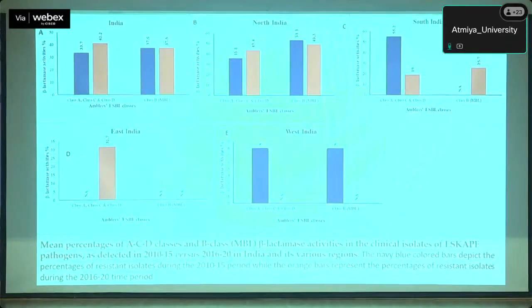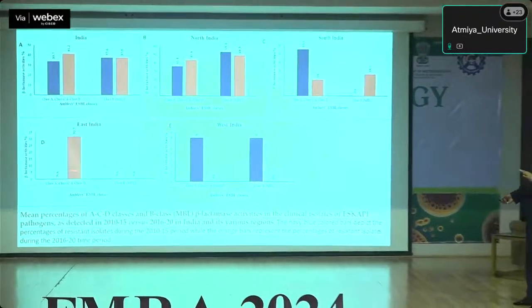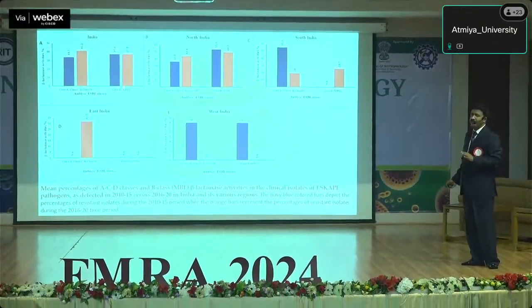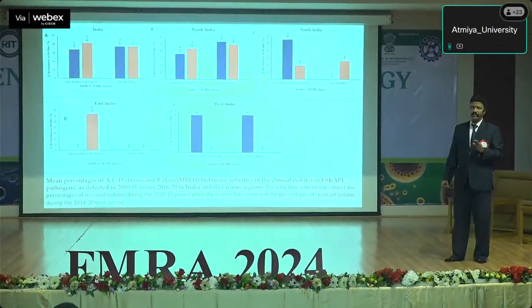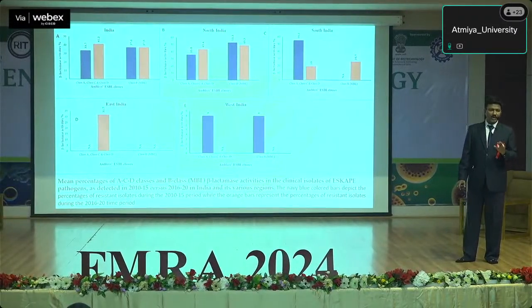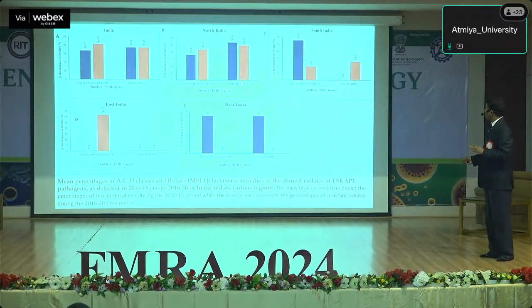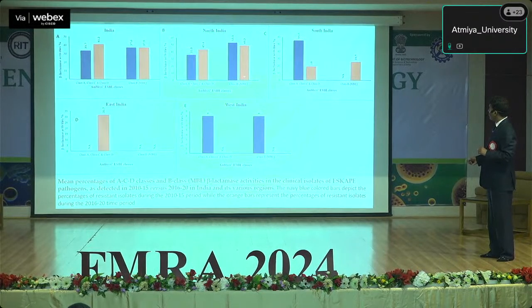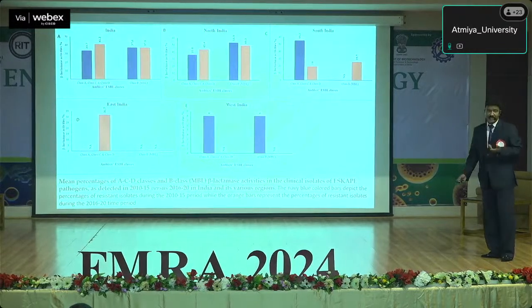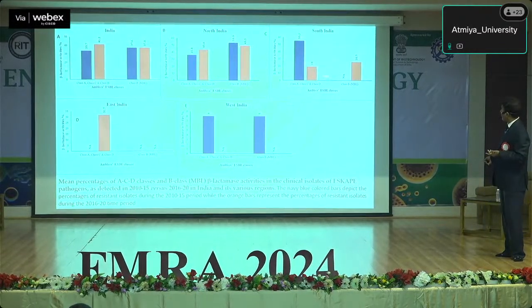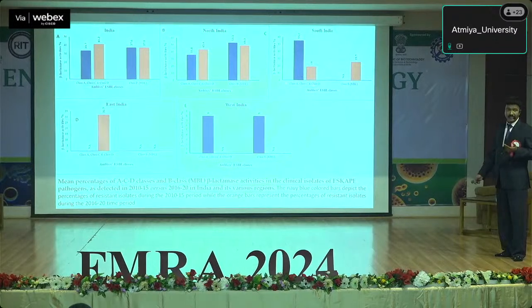Looks like a marginal, but it's a considerable increase, right? However, the class B enzyme did not seem to increase significantly because both of them had more or less the same amount of resistance. When it comes to North India, the class ABC was increased, while the class B was reduced. In South India, class B was increased during the period, and in South India, class ACD was reduced.